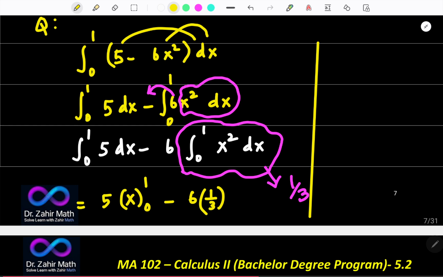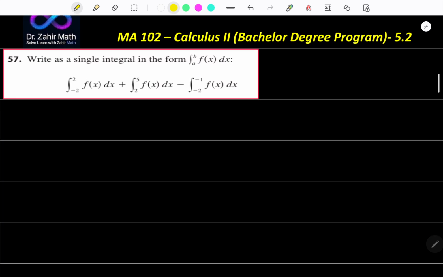Right. So this is equal to 5. This one is upper limit minus lower limit: 1 minus 0 minus 6 by 3. Clear? So this equals 5 minus 6 by 3, which is what? 2. So 5 minus 2 is equal to what? 3. Let's go to the next question.